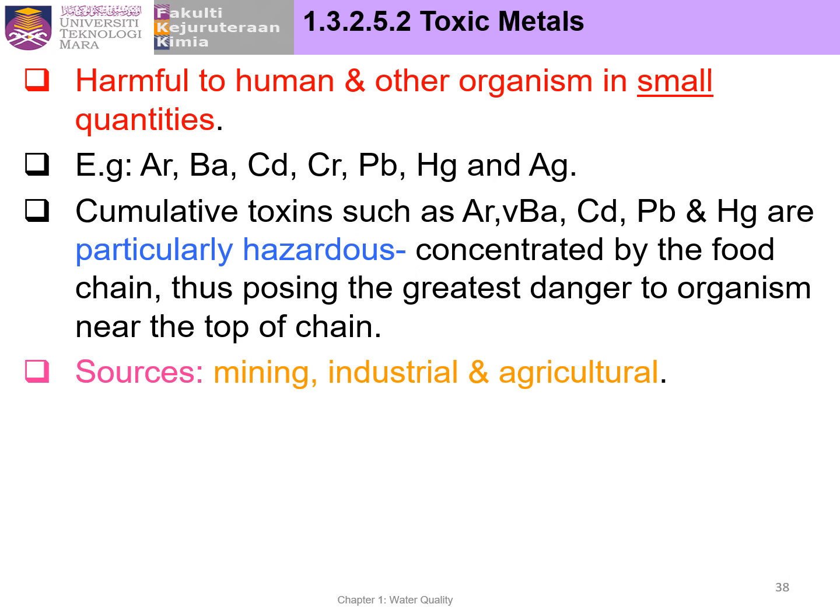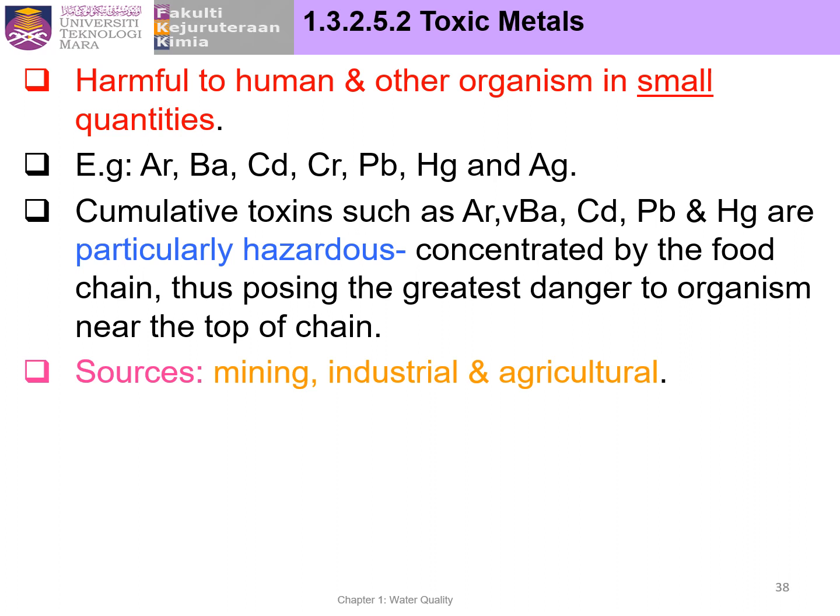These are the examples. We have the As, Ba, Cd, Cr, okay. These are the most common, okay. The mercury especially, this is very, very dangerous, mercury. Mercury, cadmium from the battery, okay, chromium, okay, argentum and so on. Okay, the cumulative toxins such as argentum, cadmium, okay, and the mercury are particularly hazardous, concentrated by the food chain, thus posing the greatest danger to organism.